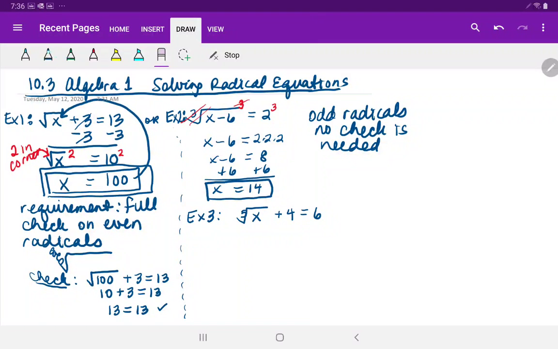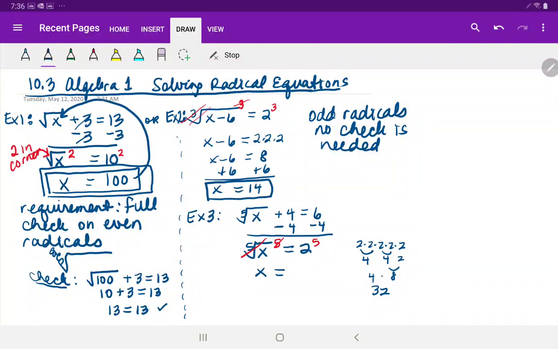Okay, so this 4 is in the way. So I need to move this first so that I can get the radical alone, the 5th root alone. And then I raise each side to the 5th power. And then that will cancel out the radical. This is x equals, and that's 2 times 2 times 2 times 2 times 2. So that's 4, 4, 2, 8 times 4, which is 32. And that's the fifth root. So that's it.